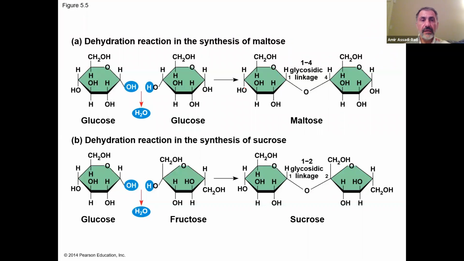Here it is, the dehydration. So when you combine these 2 sugar molecules together, you remove the water molecule. You already talked about that. And then between that glucose molecule and that glucose molecule, you have an oxygen. The covalent bond here, you're seeing it, the covalent bond here is called what?